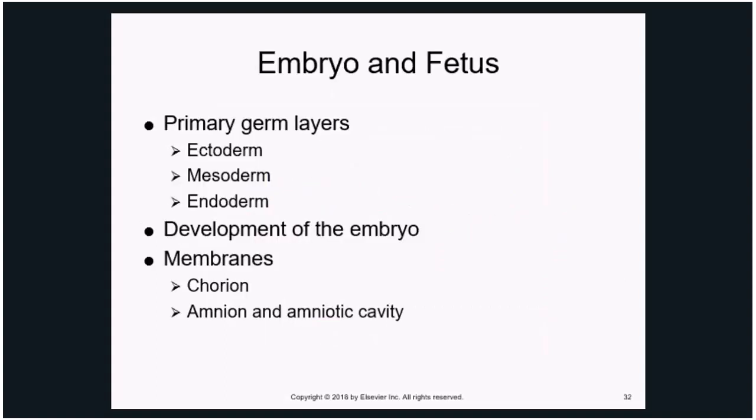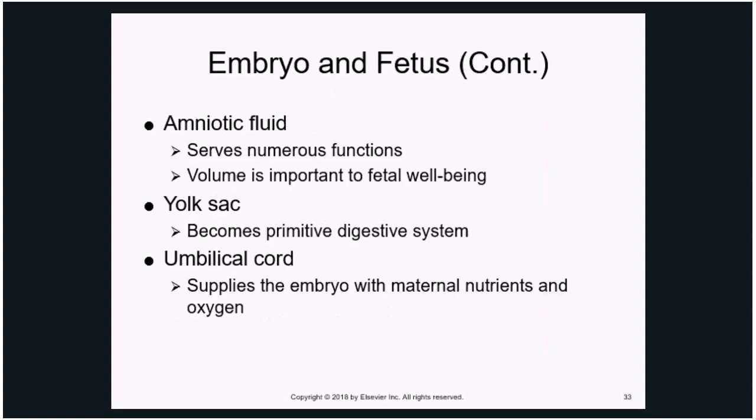The primary germ layers are the ectoderm, mesoderm, and endoderm, so embryo and fetus. The development of the embryo, membranes, the chorion, amnion, and amniotic cavity. Amniotic fluid serves numerous functions. The volume is important to fetal well-being. The yolk sac becomes the primitive digestive system, and the umbilical cord supplies the embryo with maternal nutrients and oxygen.